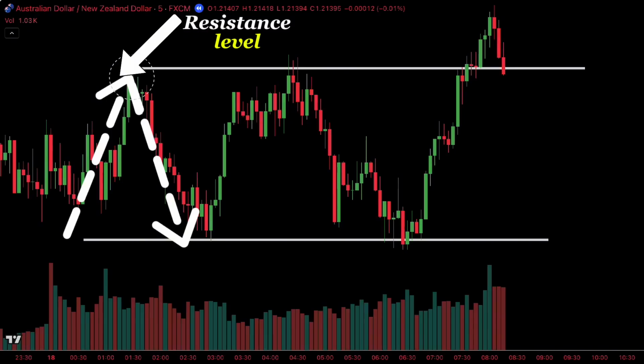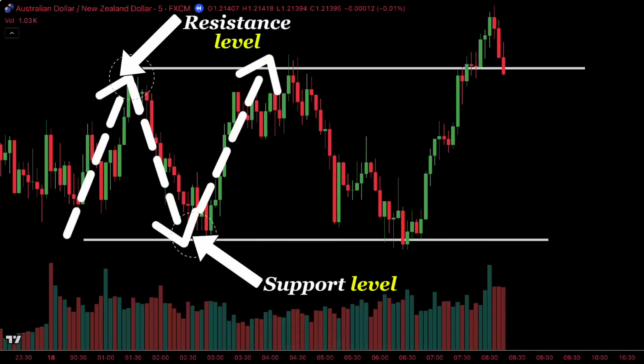Then price moves down, hits this level again, and reverses, forming a clear support level. This is what we call a range-bound market. At this point, buyers are not in control. Sellers are not in control. The market is in equilibrium. Now look at what happens next.